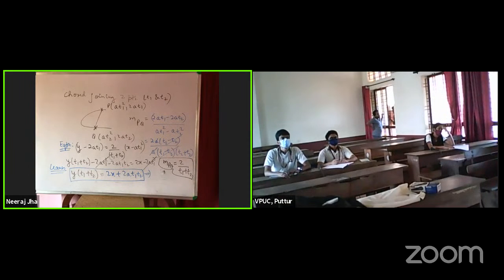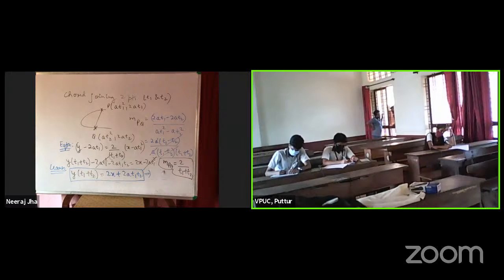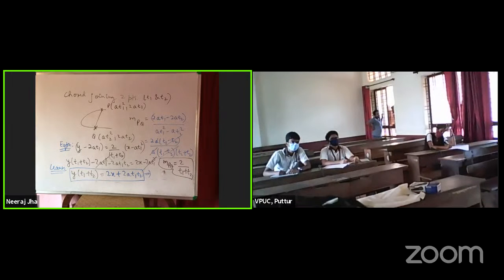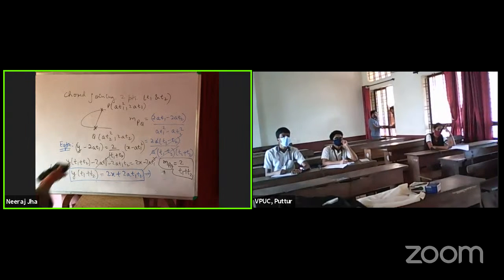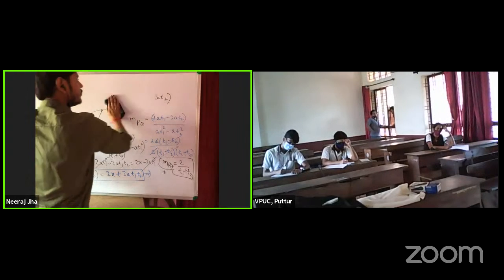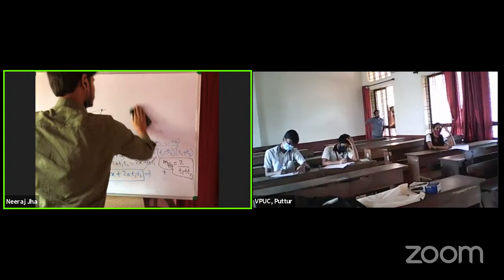Understood? Okay. Tell me one thing. Write this as a note. If this chord passes through c comma 0, small c comma 0, tell me the condition of t1 into t2. Tell me what will be the condition for t1 into t2. If the chord passes through c comma 0, it means y coordinate is 0 and x coordinate is c. Tell me what will be the condition for this t1t2.